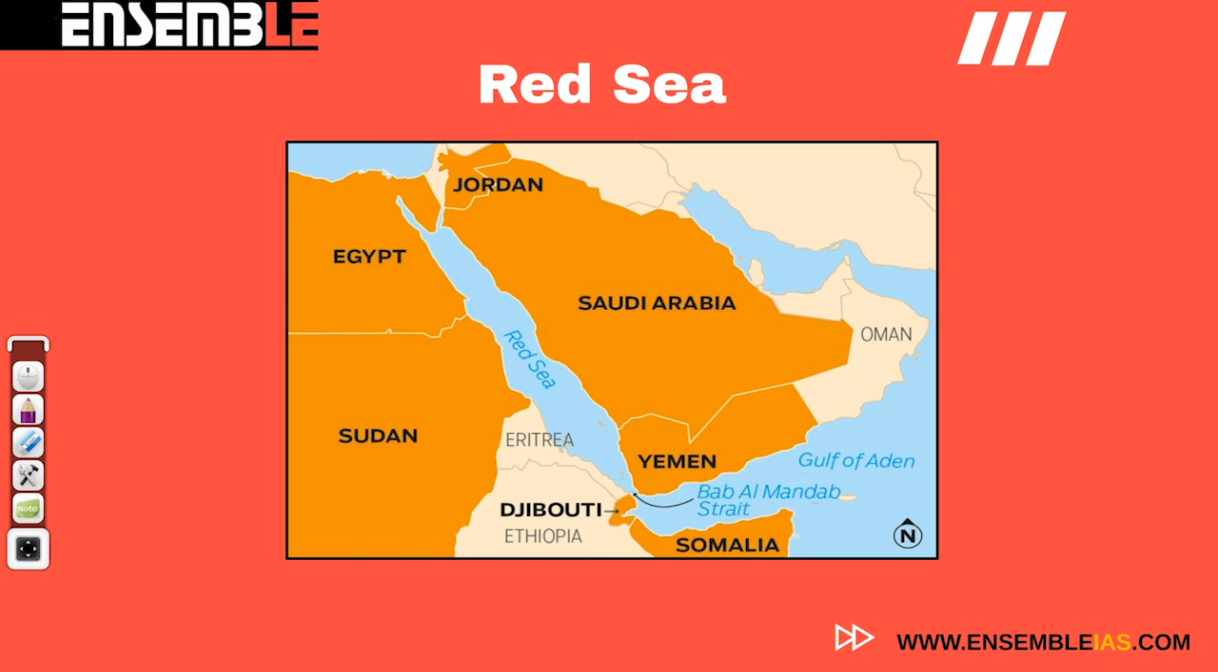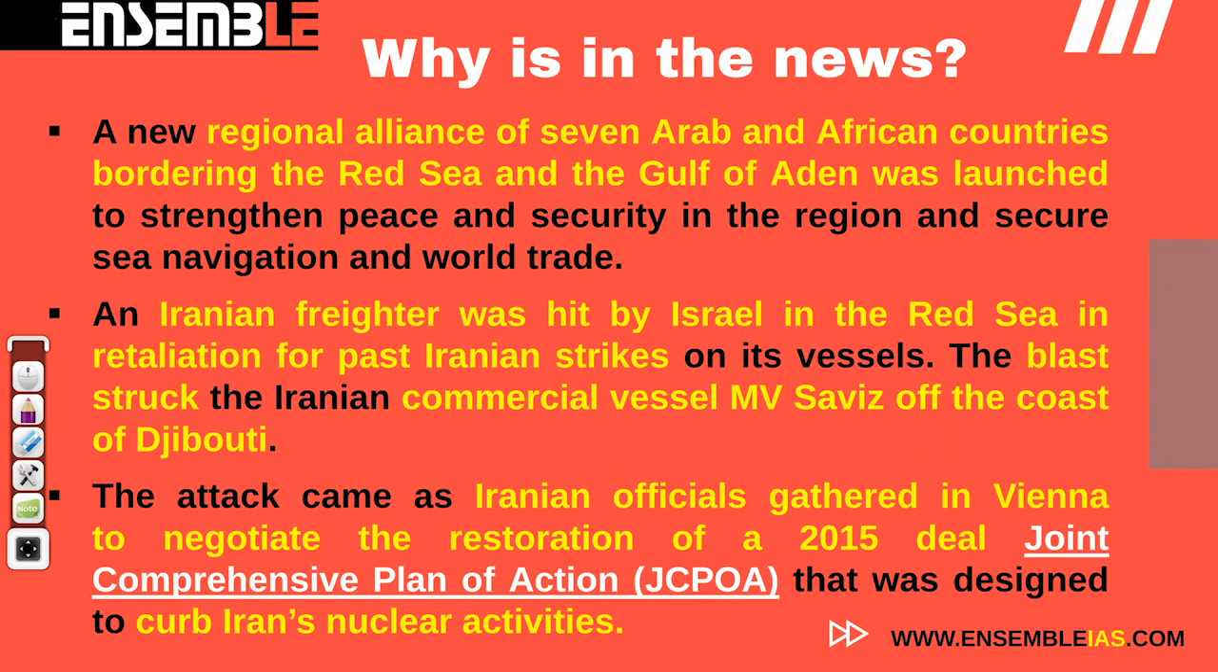Moving to the next, why has it been in the news recently? A new regional alliance of 7 Arab and African countries bordering the Red Sea and the Gulf of Aden was launched to strengthen peace and security in the region and to secure sea navigation and world trade. Mind it, sea navigation, because that area is very much dominated by African and Arabian pirates.